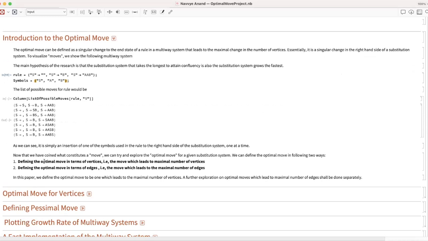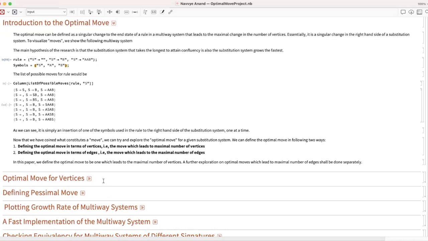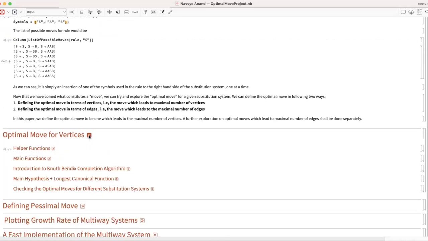We can either define the optimal move in terms of vertices, which is the move that leads to the maximum number of vertices, or we can define the optimal move in terms of edges. That is the move which leads to the maximal number of edges. In this project, I've considered the optimal move to be the one that leads to the maximal number of vertices, and a further exploration will be done on the maximal number of edges. So now that we have the definition for the optimal move, we can actually begin coding in the Wolfram language.